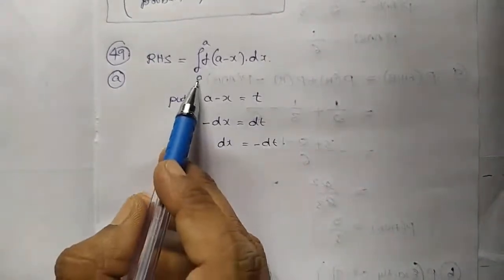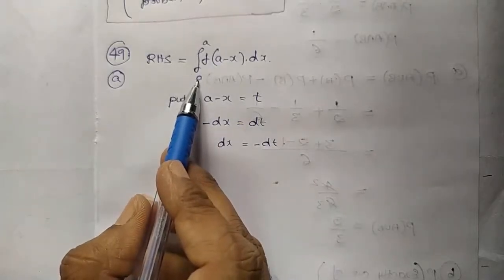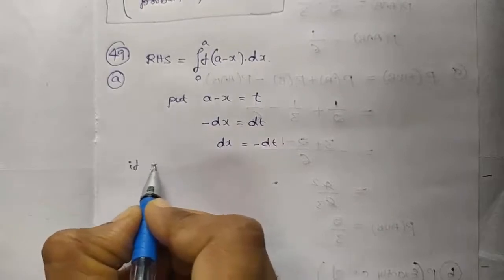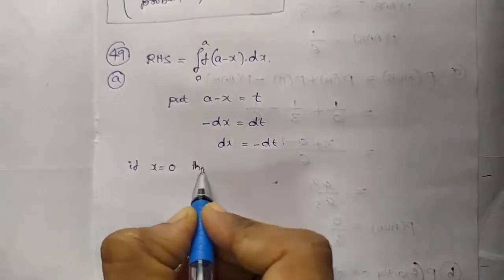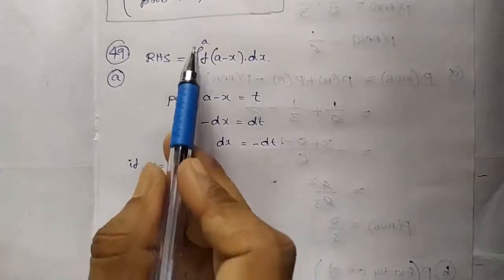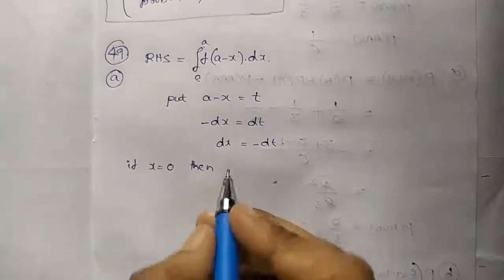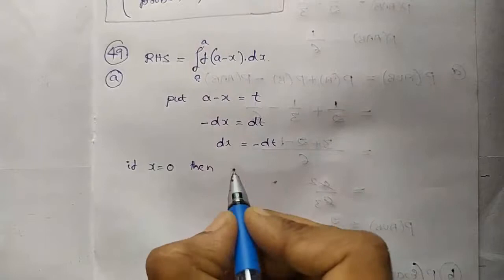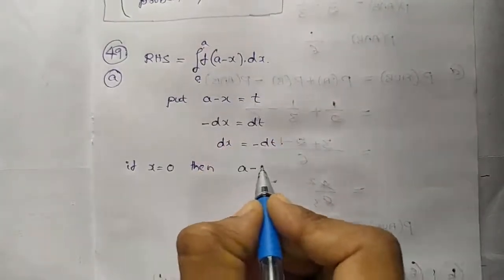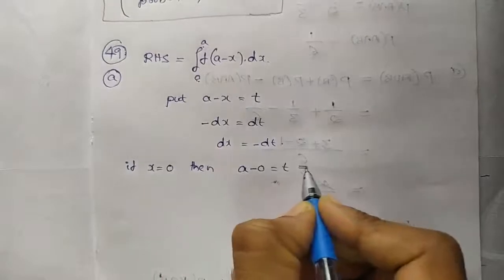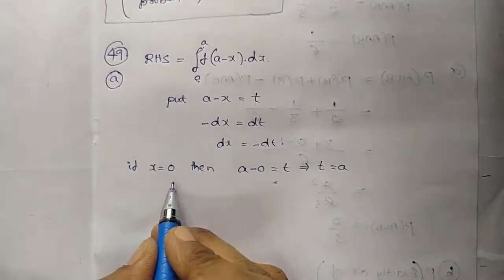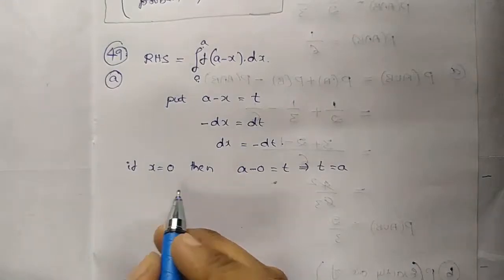Suppose here we have the interval 0 to a. Suppose x equals 0, then what about t? The intervals also change. If x equals 0, then a minus x equals t, so a minus 0 equals t. Therefore t equals a. If x equals 0, then t equals a.